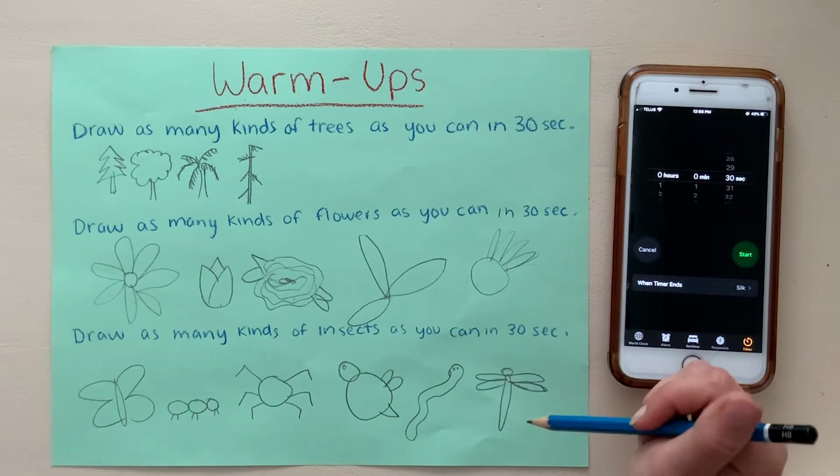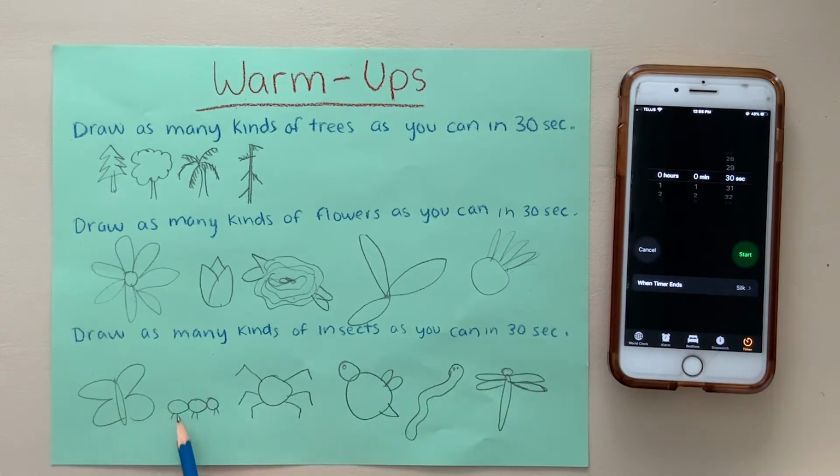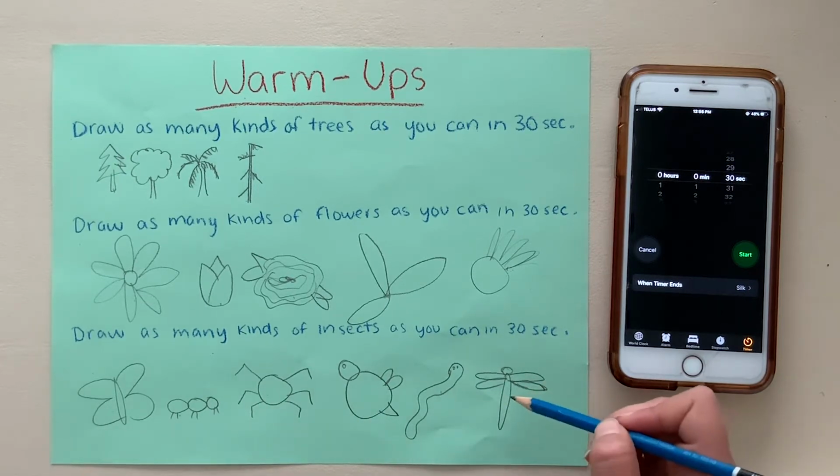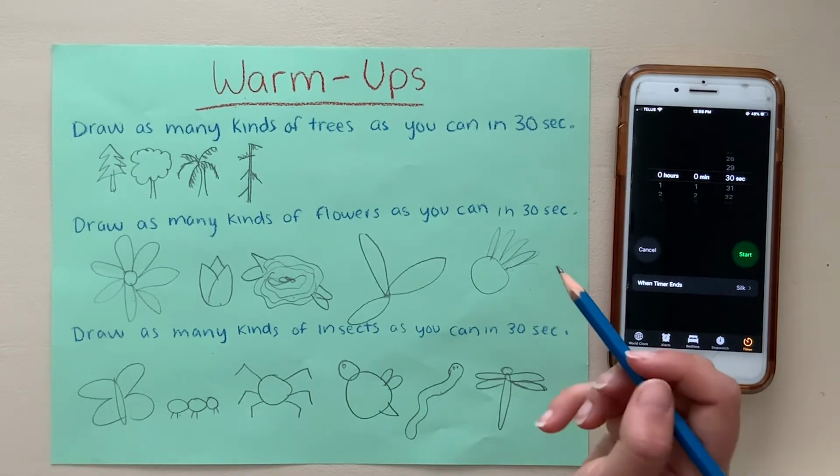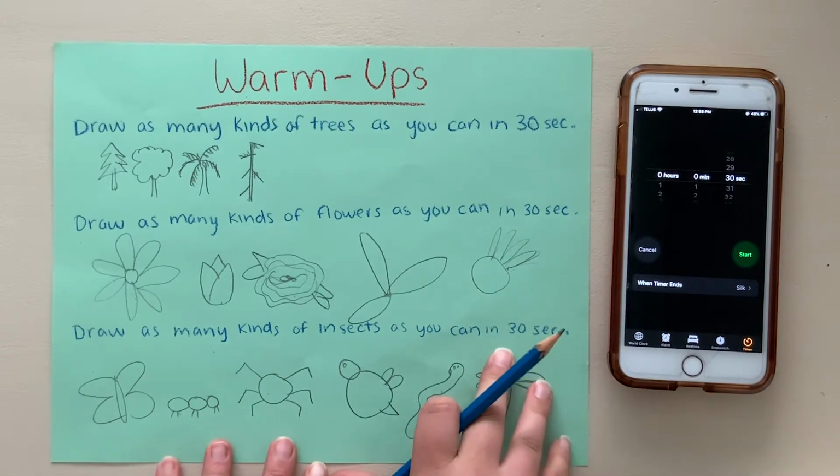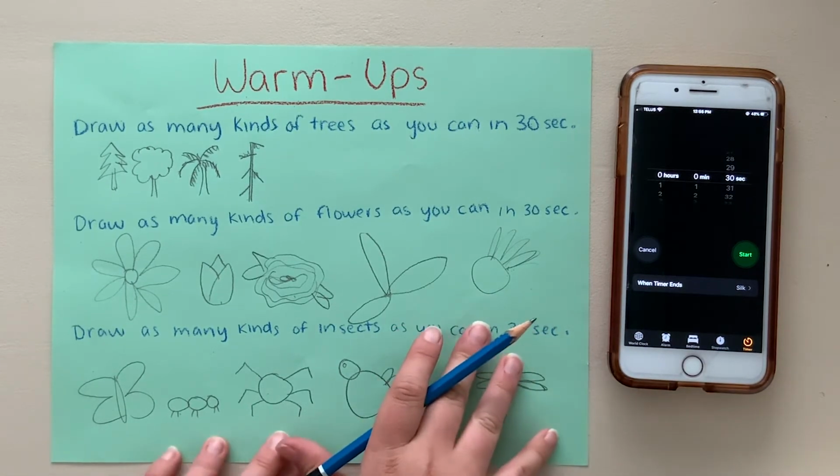Okay, so I did a little better on this one. I have a butterfly, an ant, a spider, a bumblebee, a caterpillar, and a dragonfly. So those are the warm-ups. Hopefully you guys are feeling ready to draw, and we're going to move on to the lesson.